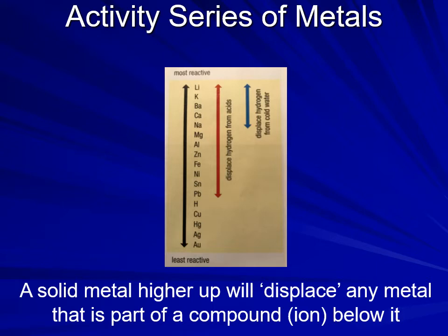So your metal activity series, or activity series of metals, is this list right here. And lots of different forms for it, but essentially it is a list of, as you can see here, metals, and the most reactive is at the top, the least reactive is at the bottom, and this tells us who can displace who. So if you have a solid metal that is higher up, it will be able to displace any metal that is below it, and we'll find those as ions.